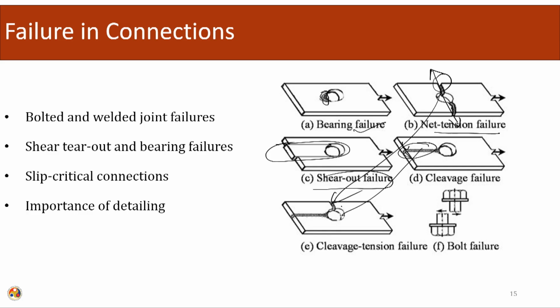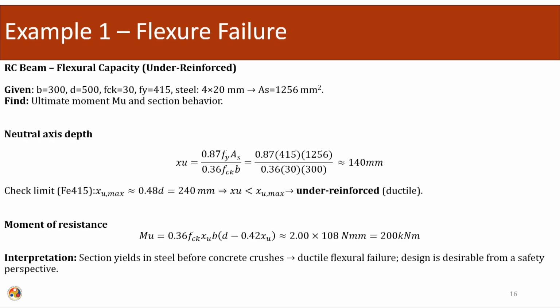So, a combination of these two failures, and sometimes the bolt will also fail. So, these are the cases of failure in connections. Now we are looking into one example of a flexural failure. An RC beam is given with the required dimensions and the reinforcement. We are asked to calculate the ultimate moment capacity of the section.